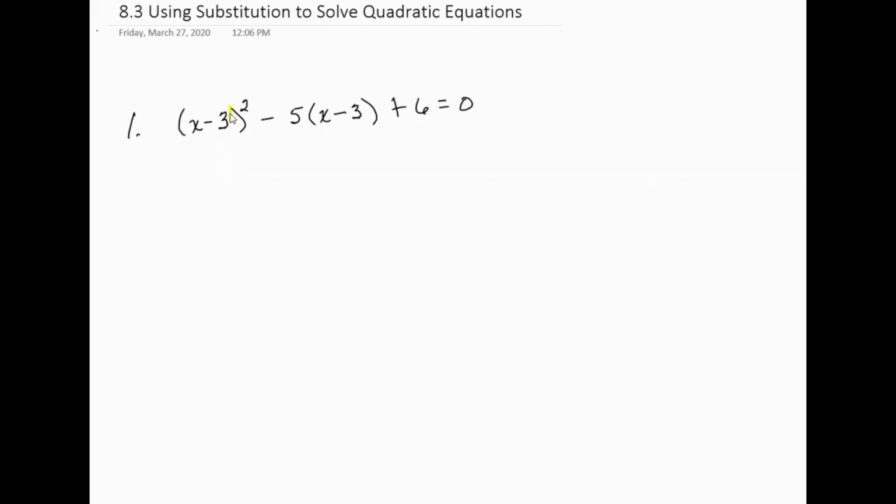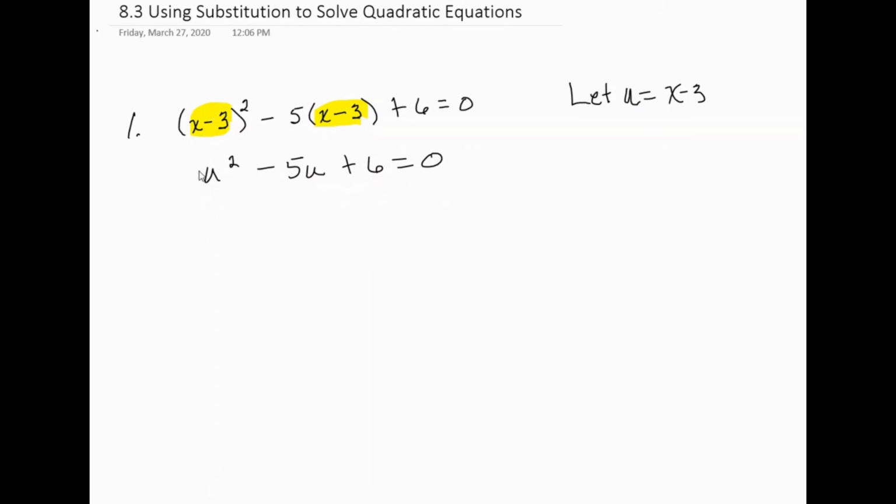What I want you to notice is that what is in these parentheses here, x minus 3, is the same as in this set of parentheses, x minus 3. So here, what I have highlighted yellow is squared, and here it is just multiplied by that 5. So what I'm going to do is to let u equal x minus 3. So I have u squared minus 5u plus 6 equals 0. And now I have a very simple quadratic.